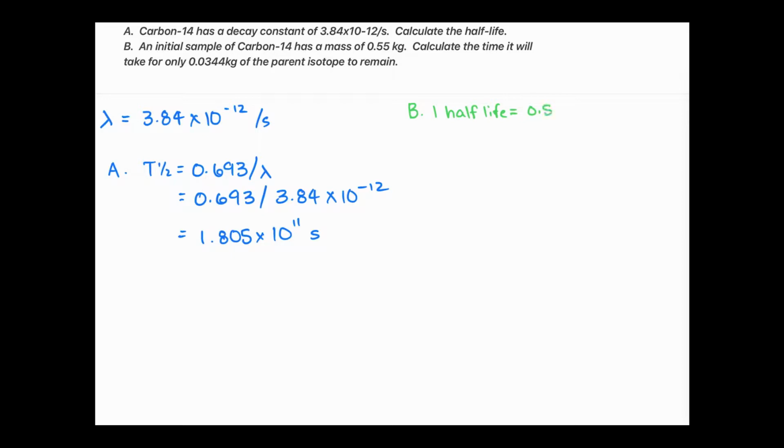So we'll do 0.55 divided by 2, and that gives us 0.275. Now we'll do a second half-life. We're going to take this number from the previous answer and divide that by 2, and that will give us 0.1375. You see, we're still not at that 0.0344. We want when this number is at 0.0344.